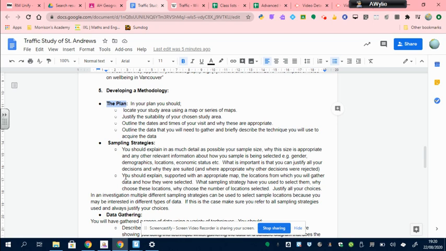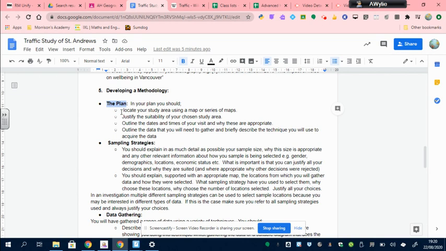Okay. And actually, before you go ahead and write your plan, first thing I would be considering is actually thinking about the type of data you're going to have to gather and how you're going to go about doing it, because it helps to have that clear in your mind before you're then going to write about it. So let's just unpack the plan.